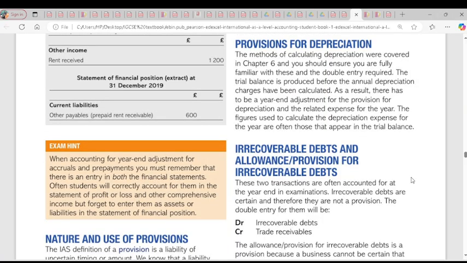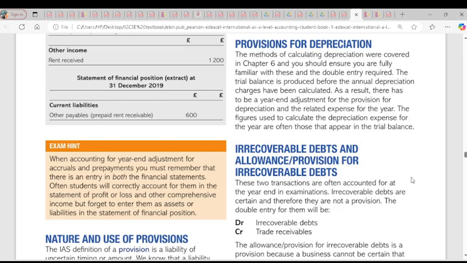For provision for depreciation, we know depreciation anyway, so we would have calculated our depreciation using maybe the straight line method or the reducing balance method. Whichever way, as soon as we're done, the amount goes to our trial balance. So the amount in the trial balance is what we use as the provision for depreciation. Done. Then we go to irrecoverable debts and provision for irrecoverable debts.